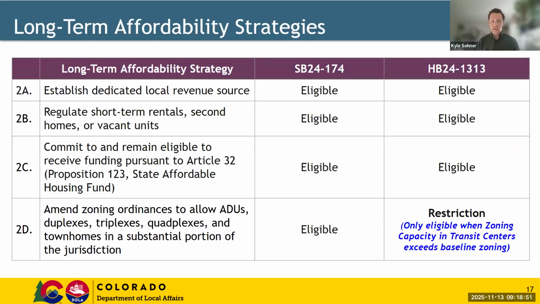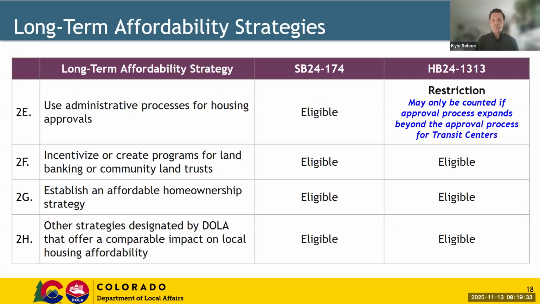Onto the long-term affordability strategies. Again, all things that you've probably seen before. One of these restrictions that comes up with 1313 is that allowance of ADUs, duplexes, triplexes, etc. That restriction exists because it's quite probable that in these designated transit centers you will be allowing these types of housing, and so the law asks that this allowance expands beyond the transit centers to more than just the zoning in your transit centers.